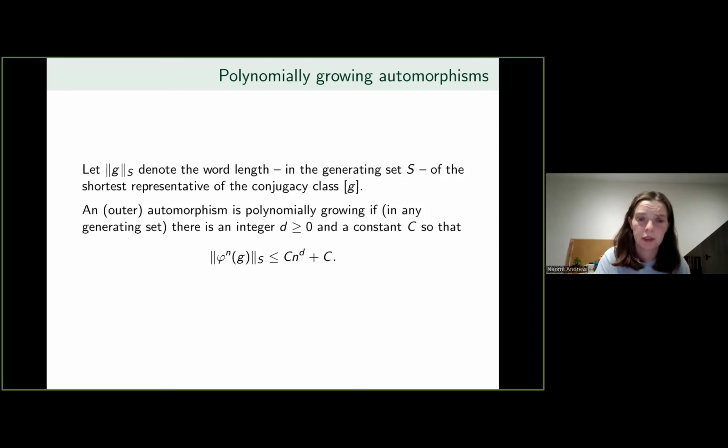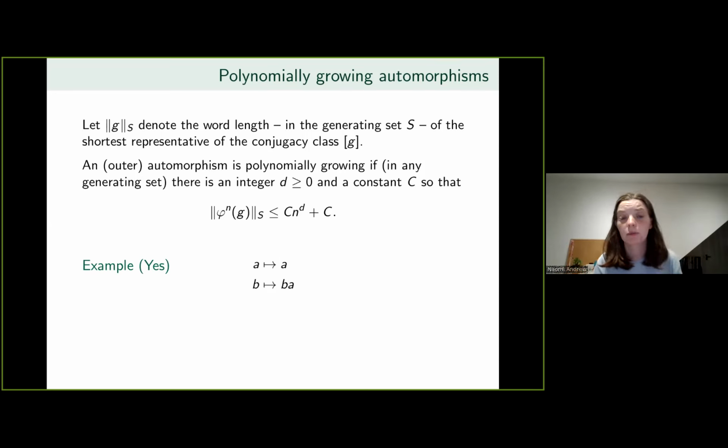So I have some examples. The first example is polynomially growing. I didn't say which group. These are in the free group of rank 2. Maybe some other groups as well, but I don't know what the growth necessarily looks like. So the first one, A goes to A, B goes to BA. Definitely an automorphism of F2.